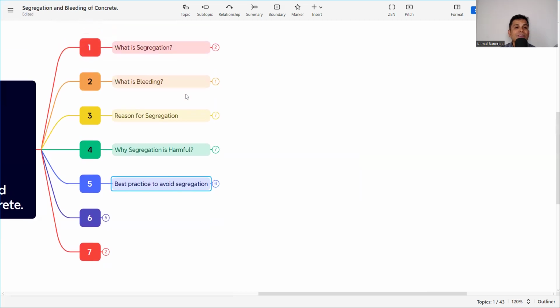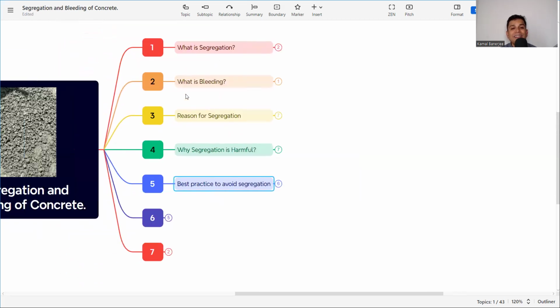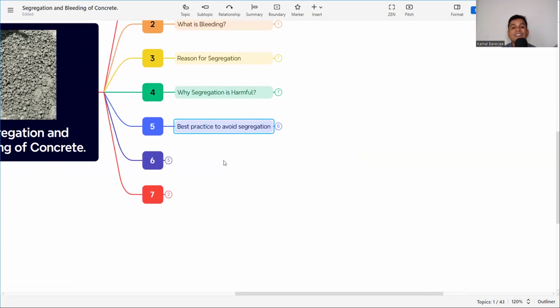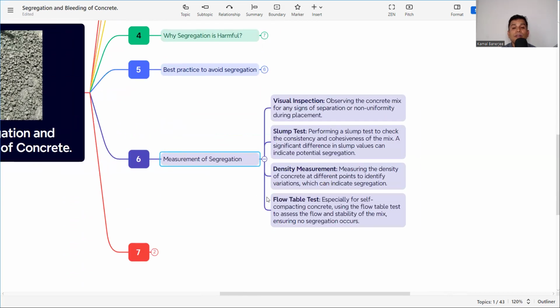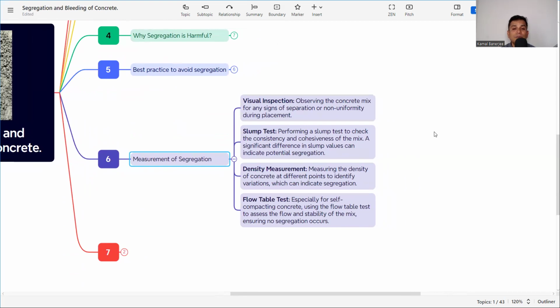So what we have discussed: what is segregation, what is bleeding, reasons for segregation, why segregation is harmful, best practices to avoid segregation. Now I need to measure the segregation. How? That is also important. What we can do is visual inspection: observing the concrete mix for any sign of separation or non-uniformity during placement. The first thing we need to check visually is whether anything is separating or not.